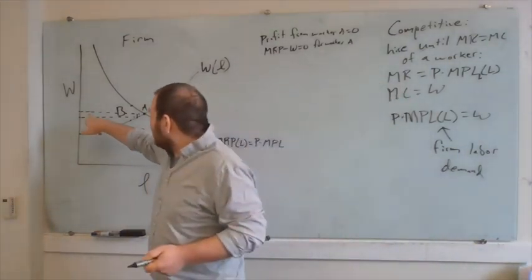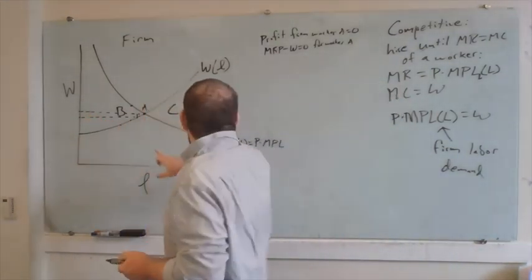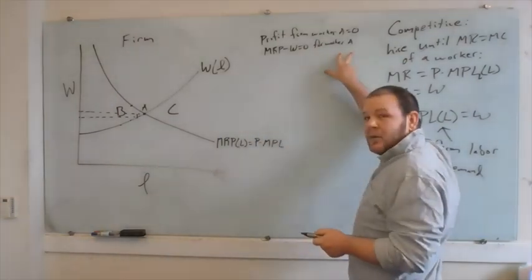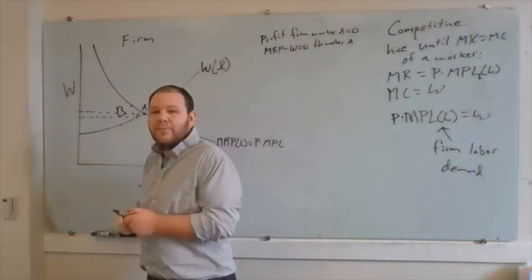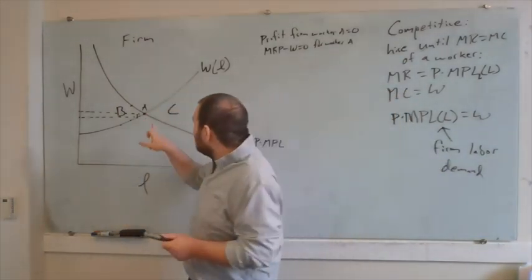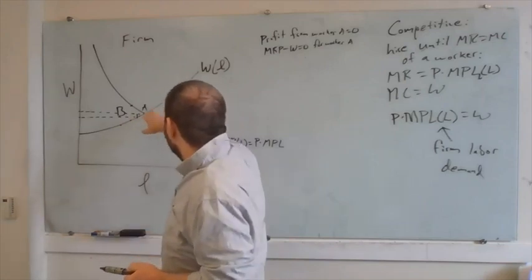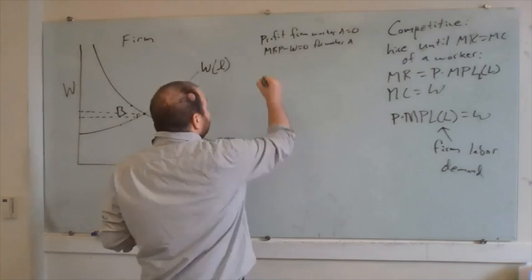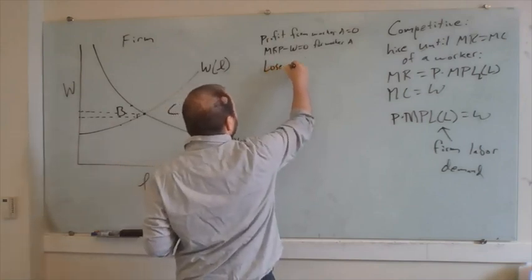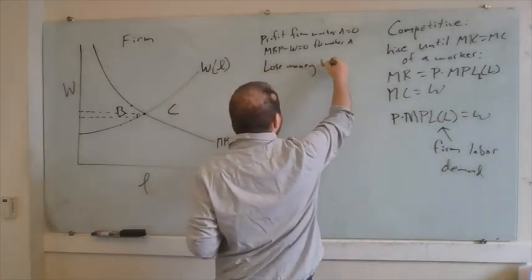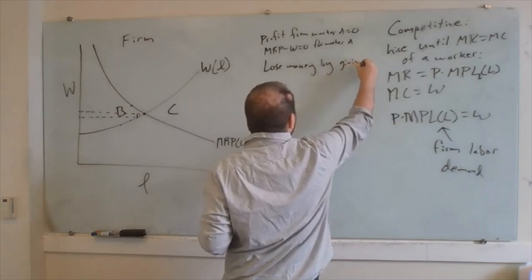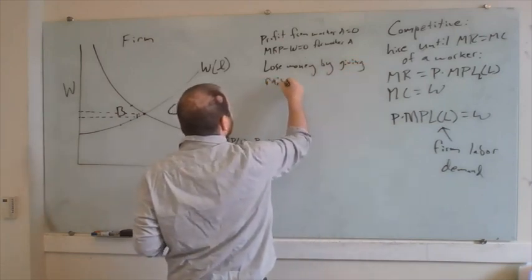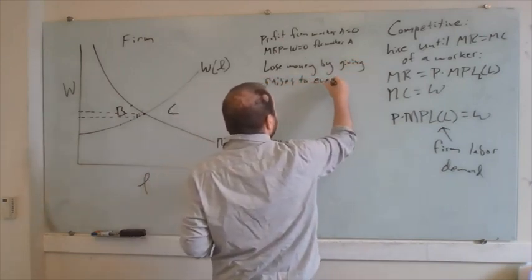So I'm going to lose money on all the other workers in order to get to worker A, and I'm not going to make any money on worker A, right? Because I'm paying them exactly the same amount that they produce for me. So I'm never going to find it optimal to hire all the way to worker A. I'm going to lose money by giving raises to everyone else.